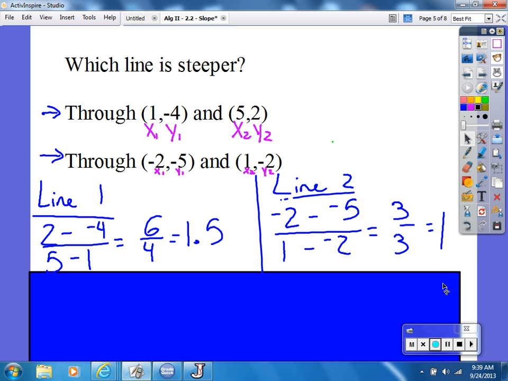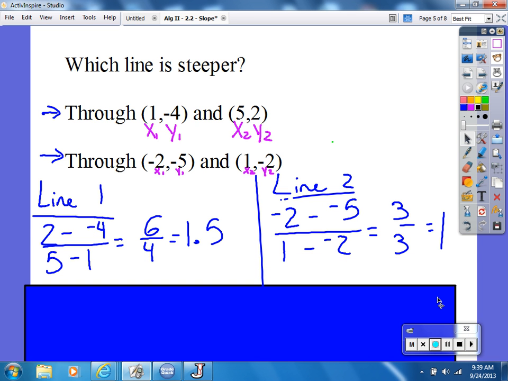I filled them in and I got 1.5 and 1. There is a reason I changed this to 1.5 here. Because I know I'm not graphing, right? And I'm trying to figure out which line is steeper. So how do I figure out which line is steeper for this one? How do you know which one's steeper? Okay. That's a good way to think of it. Anybody think of it a different way?